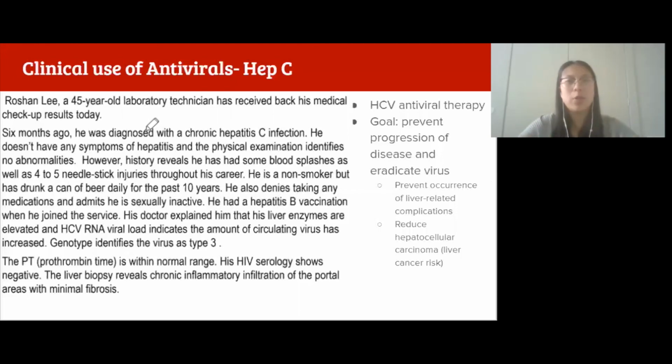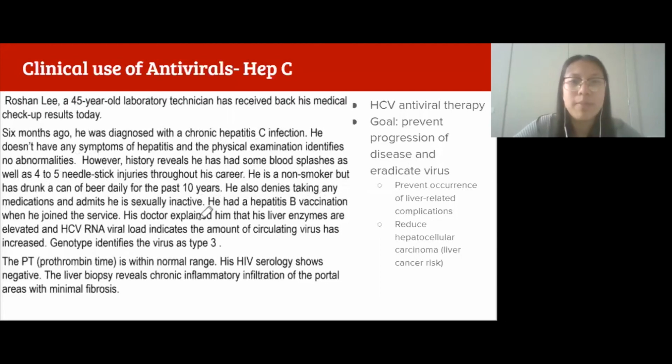In this case, we're looking at Hep C. So I've got a lab tech, chronic Hep C, no symptoms, but he has some blood splashes, needle stick injuries. Again, healthcare workers, you've got to be careful with hepatitis. When you ask about occupation, that's actually one of the examples where asking about occupation is really quite relevant because of the risk of needle stick injuries.